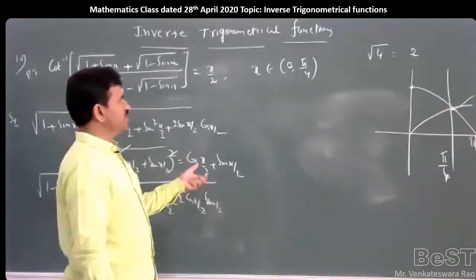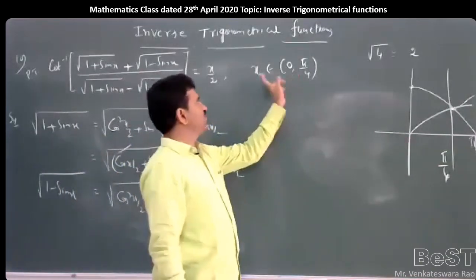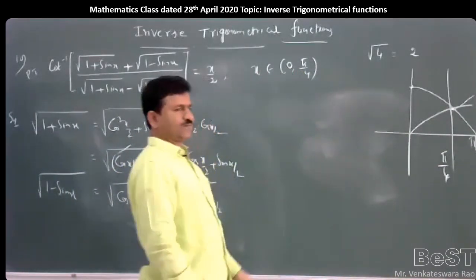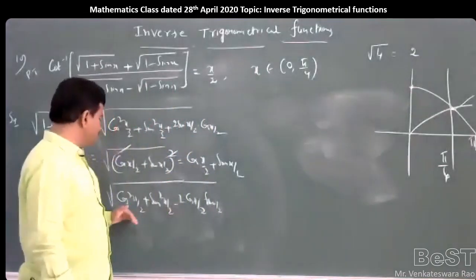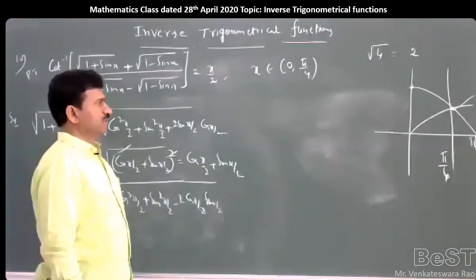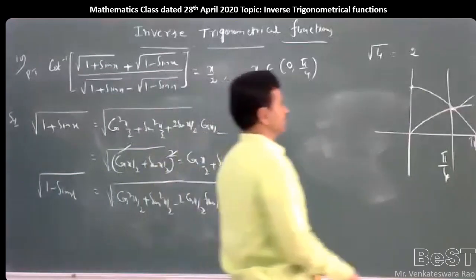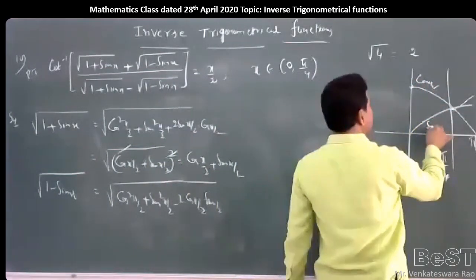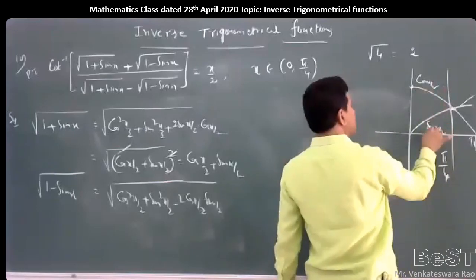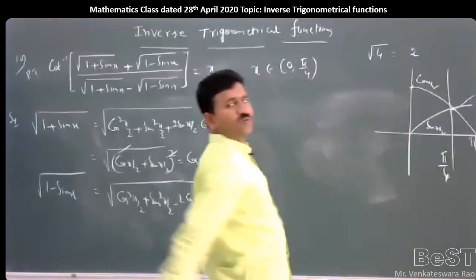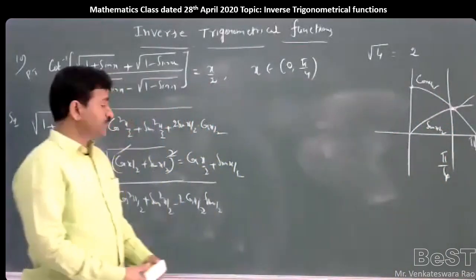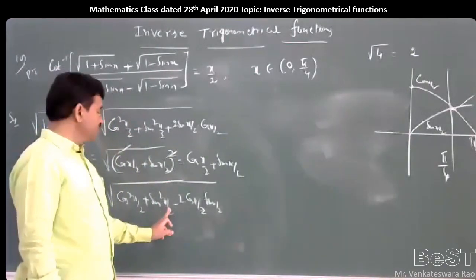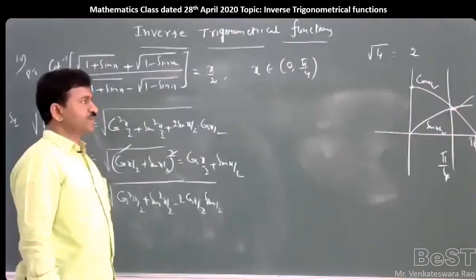When x lies between 0 to pi by 4, x by 2 lies between 0 to pi by 8 only. So 0 to pi by 2, which one is positive? Here, the upper curve is cos x by 2 and the lower curve is sin x by 2. So cos x by 2 minus sin x by 2 is positive. So we have to write cos x by 2 minus sin x by 2.